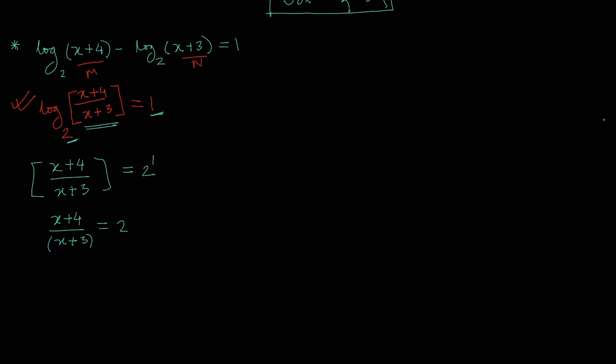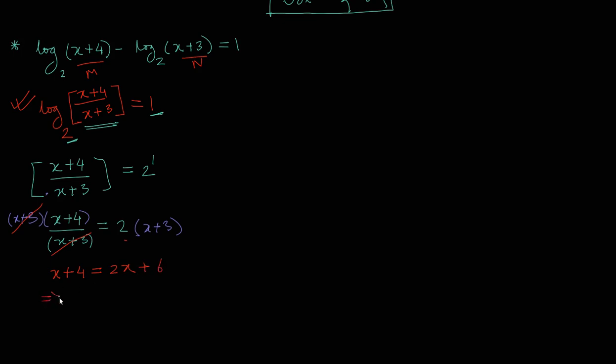So if I multiply both sides by x plus 3, this x plus 3 and this x plus 3 cancel out, so I am left with x plus 4 on the left hand side equals 2 multiplied by x is 2x and 2 multiplied by 3 is plus 6.